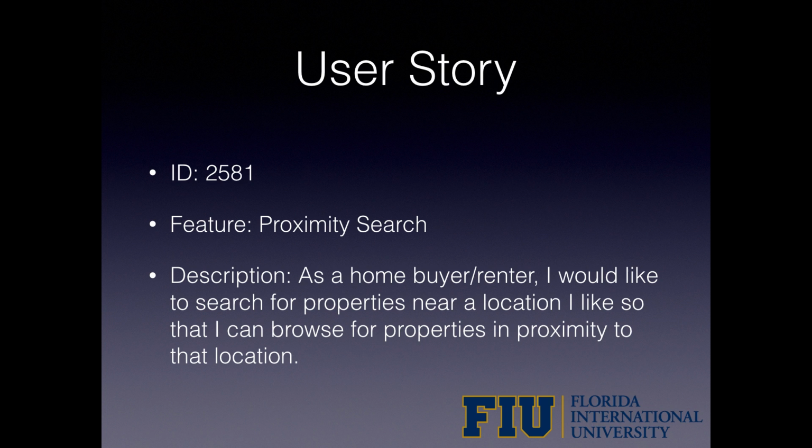So now to the first step, user story. The ID is 2581. It features proximity search. And here's a description. As a home buyer or renter, I would like to search for properties near a location I like so that I can browse for properties in proximity to that location. In a nutshell, I want to be able to search for properties in a location I care about. And that's pretty much it. A quick example: I want to search for properties in Miami, so I only want properties from Miami. And yeah, that's my user story.